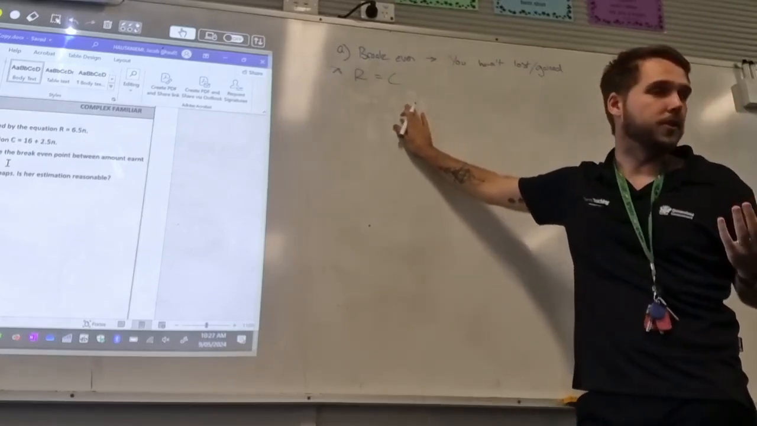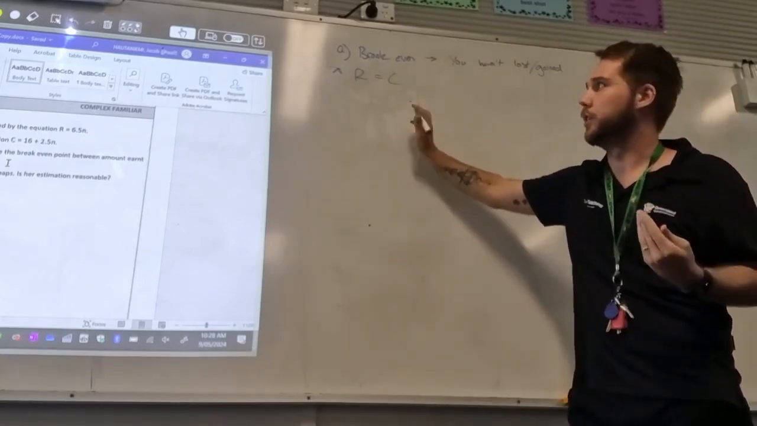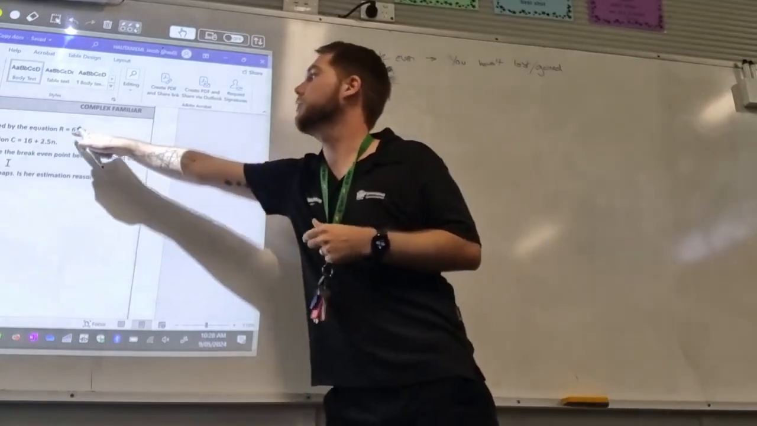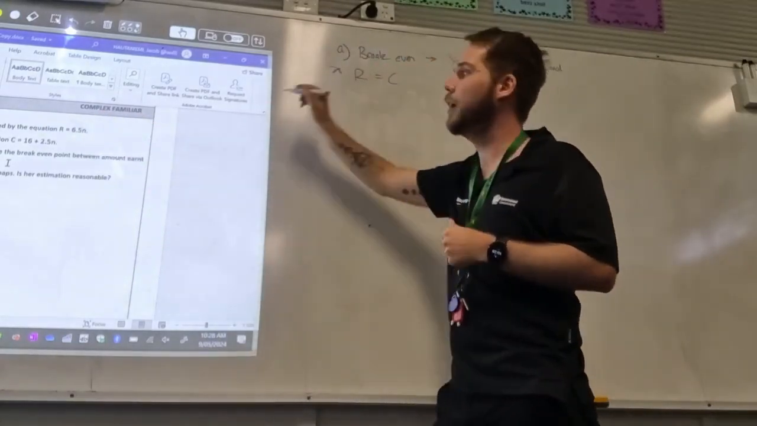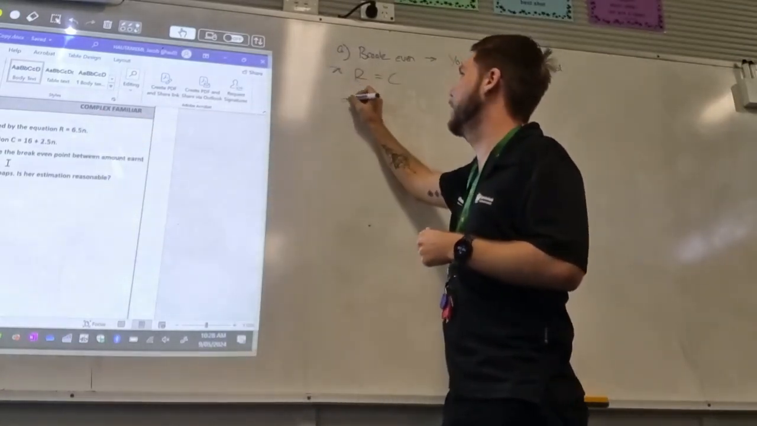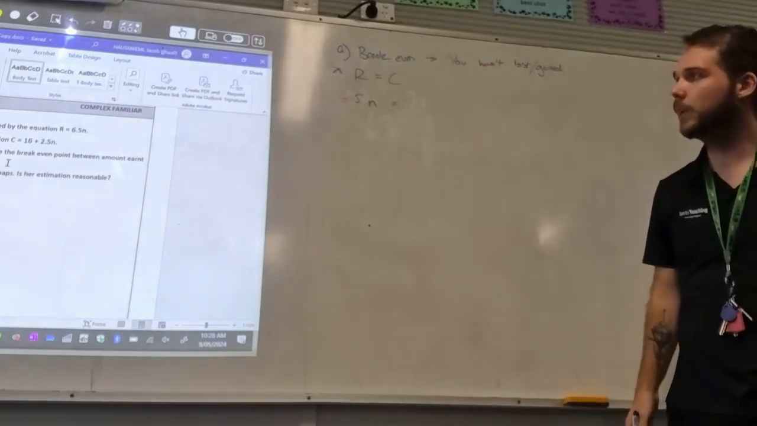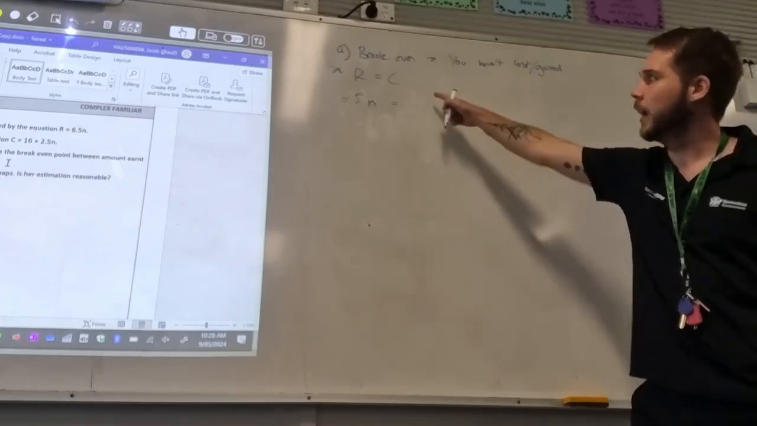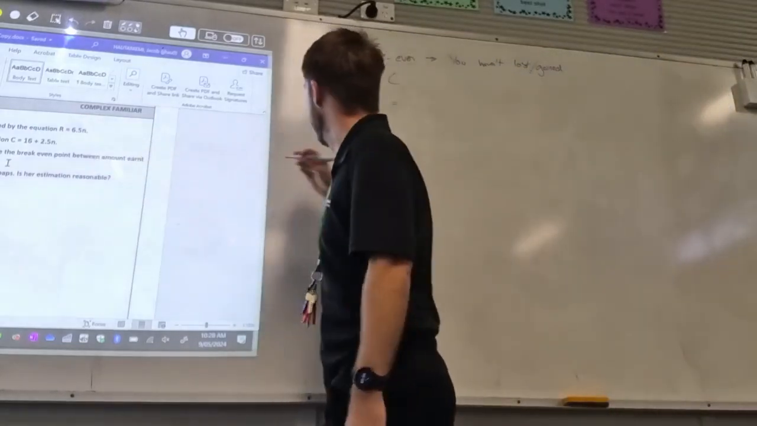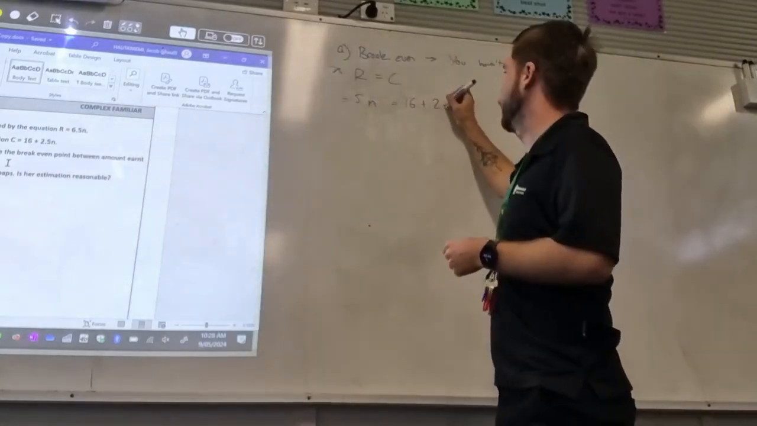We now need to solve it. So what I'm going to do is substitute. Instead of saying R, I'm going to use the equation for R. So R is equal to 6.5M in my example. You guys might have something different on QLearn. 6.5M. And my cost equation, that's here, it's 16 plus 2.5M.